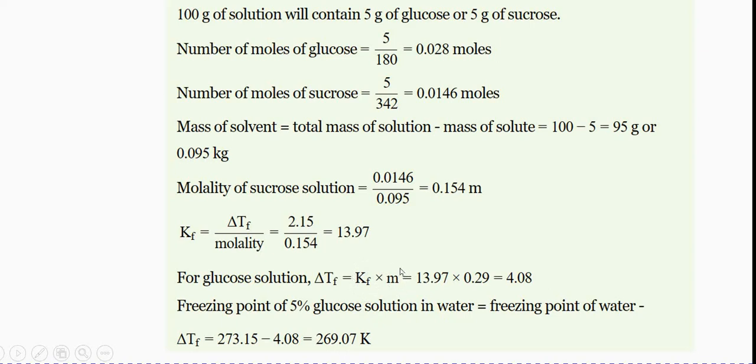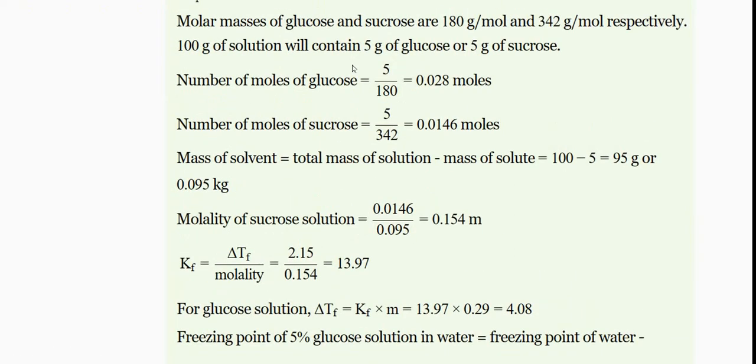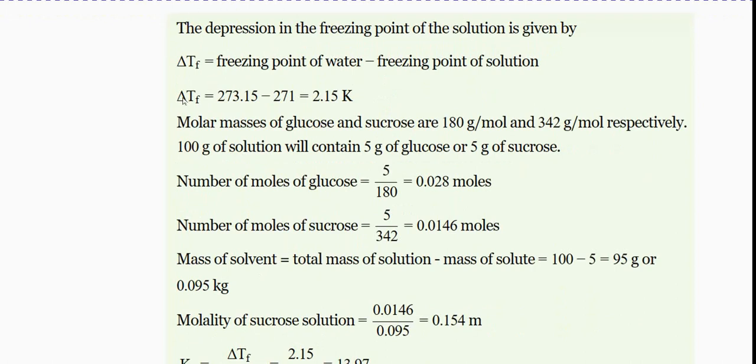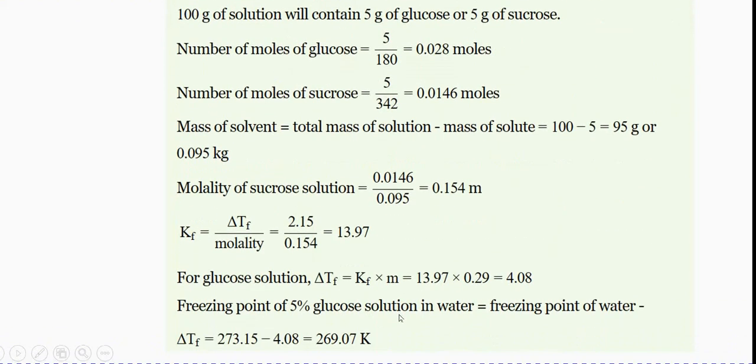Molality is quite simple. That is the number of moles divided by the total mass of the solvent in grams or kgs. Right? That is molality. And for calculating Kf, we should get the del Tf by molality. Molality we just said. So the del Tf value we have to get. Kf is equal to del Tf by molality. Here, the difference del Tf we obtained is 273.15 minus 271, that is 2.15. So, by using this, we can calculate the freezing point of 5% glucose solution in water.